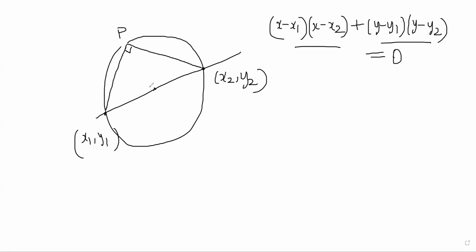Obviously, there was another way to get the equation because these are endpoints of a diameter. You can easily say that the midpoint is the center. Midpoint is x1 plus x2 by 2, y1 plus y2 by 2, and the distance between them is the radius, right? But obviously, this is faster.